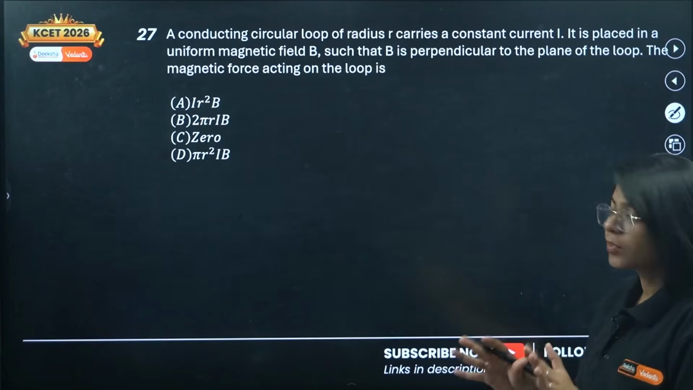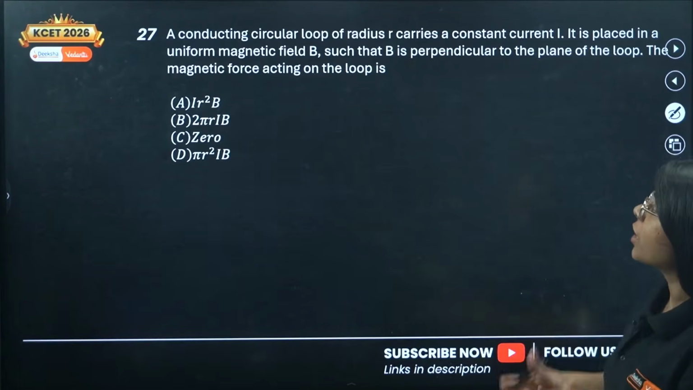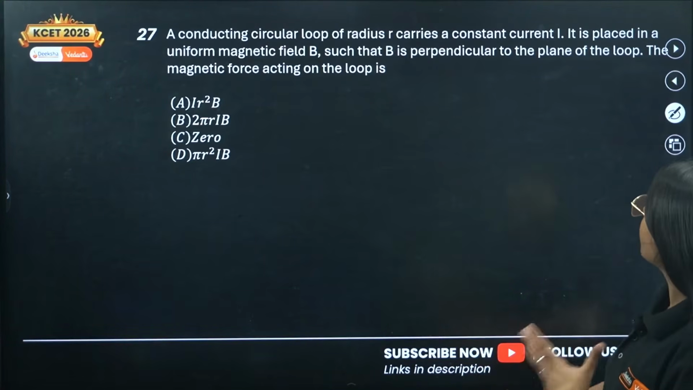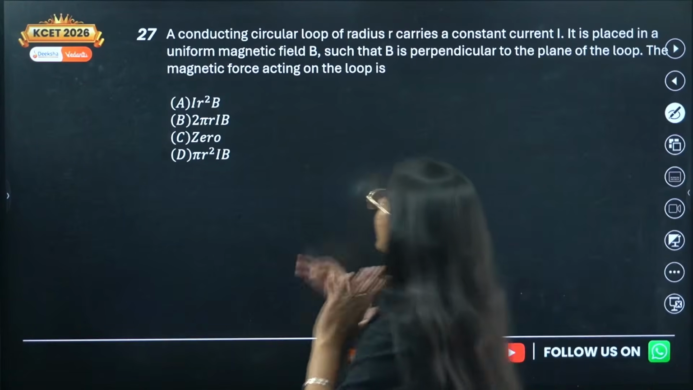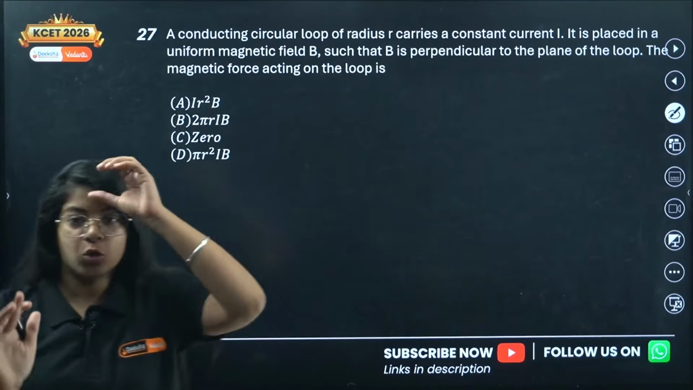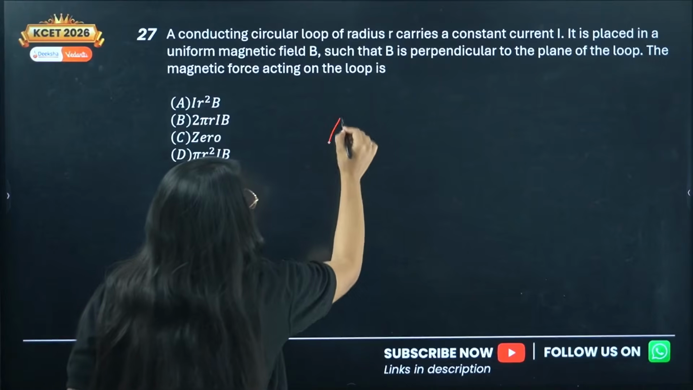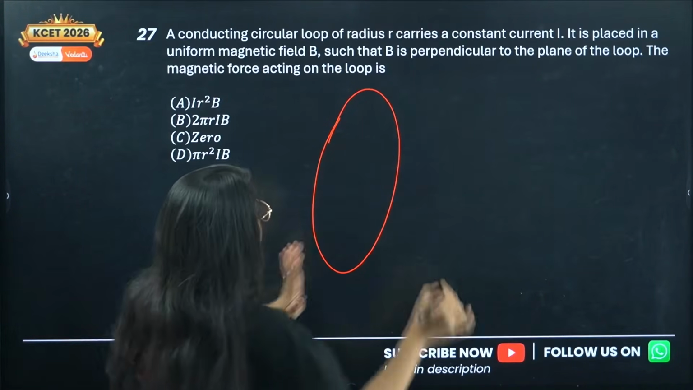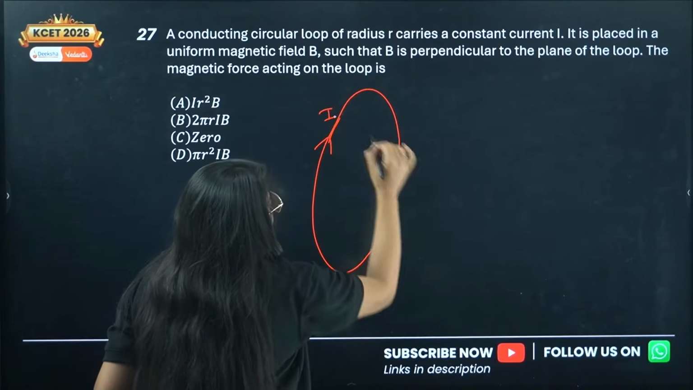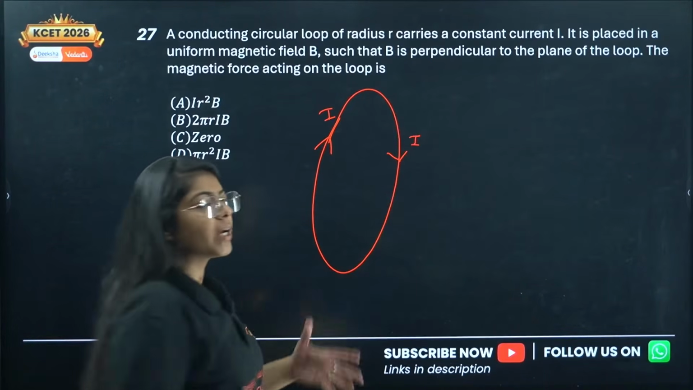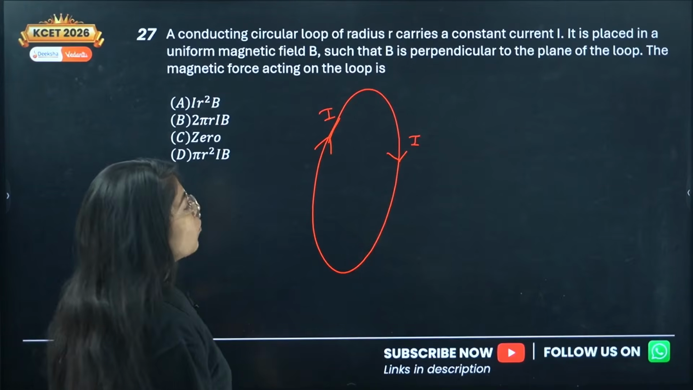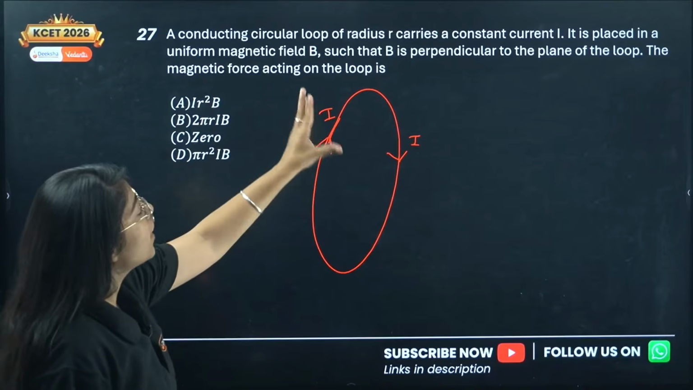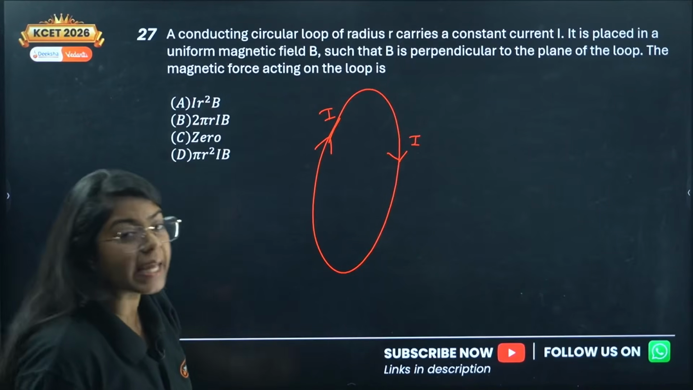Okay, so the 27th question says, a conducting circular loop of radius r carries a constant current I. If it is placed in a uniform magnetic field B such that B is perpendicular to the plane of the loop. Now, what we have is a conducting circular loop of radius r carrying a constant current. Let's say it carries the current in this direction. We are just assuming it because the direction is not given.